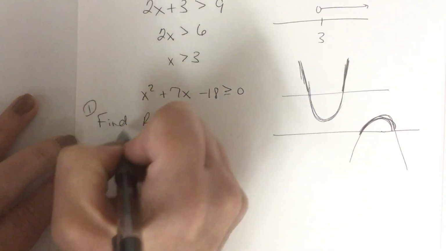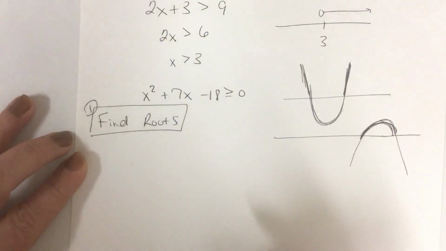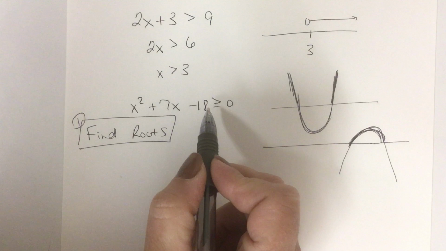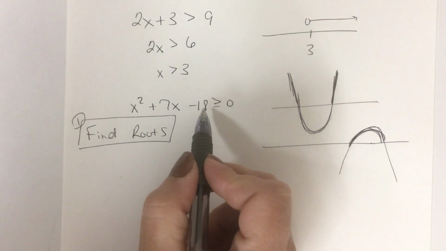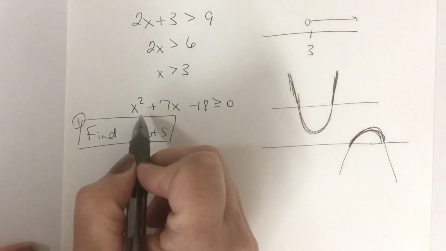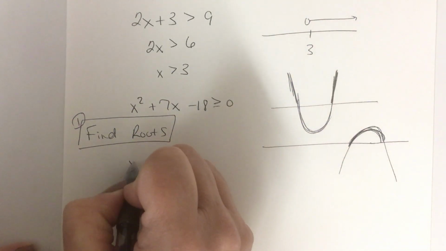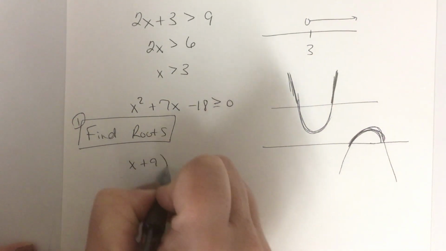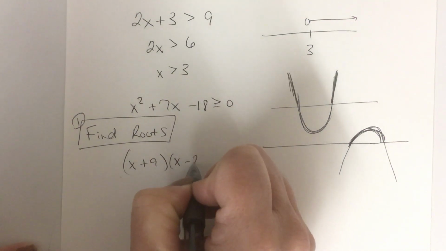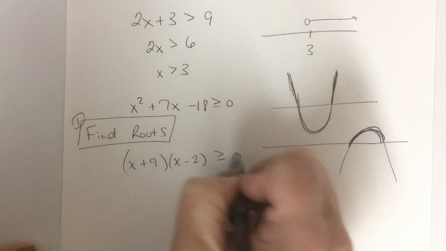So the first thing we have to do is find the roots. That's step number 1. Find where it equals 0. This is a fairly simple one to factor. If it's harder, then you can use the quadratic formula, but I would factor this. So you have x plus 9 and x minus 2 is greater than or equal to 0.